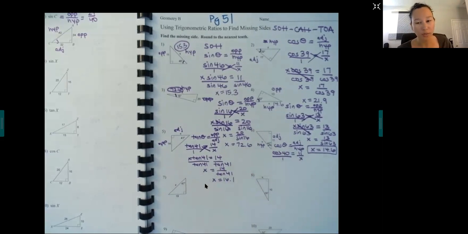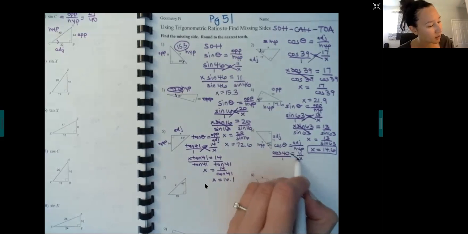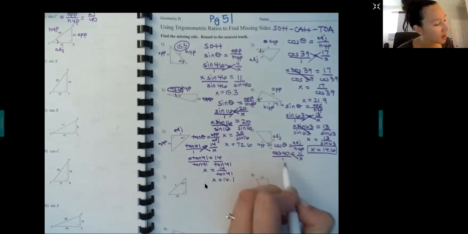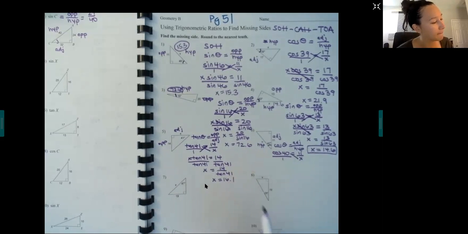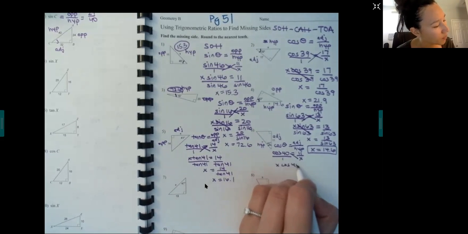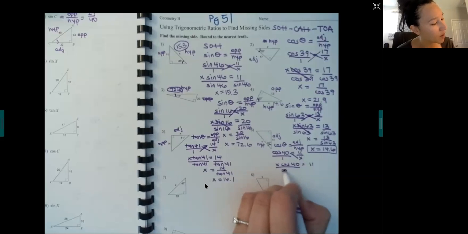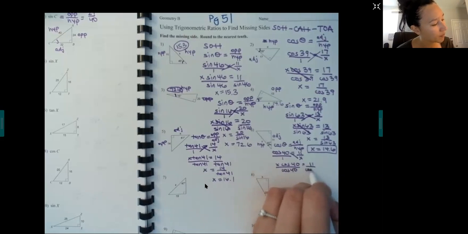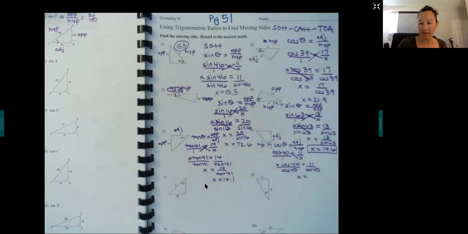Okay, so then did you cross multiply next? Yeah, I think so. Okay, so then that gives us what? 11 over cos 40. Okay, yeah. So we get x times the cosine of 40 equals 11, and then you divide by cosine 40. And so x equals, what'd you get?